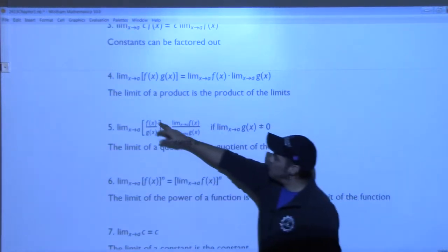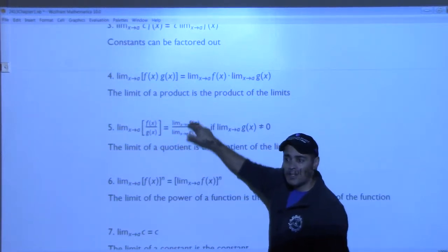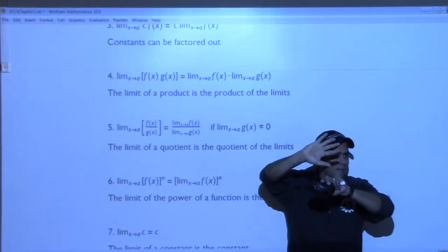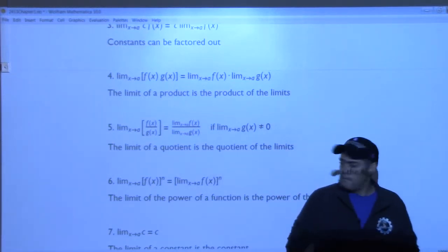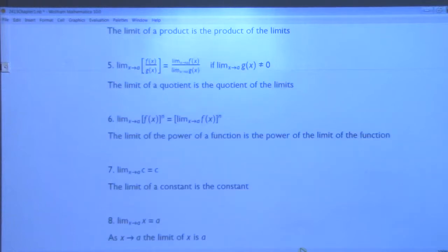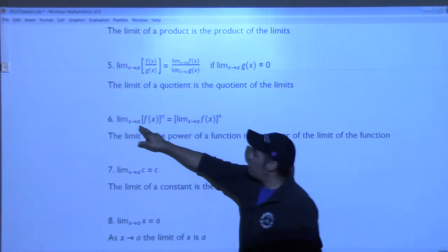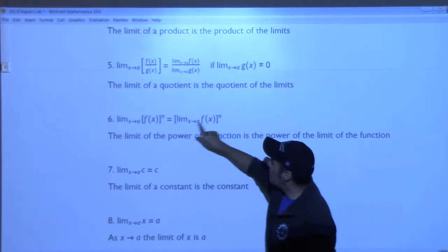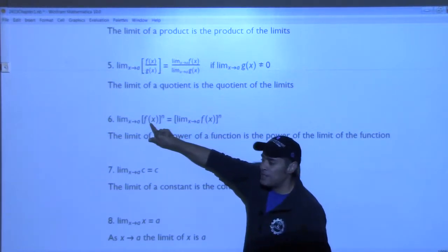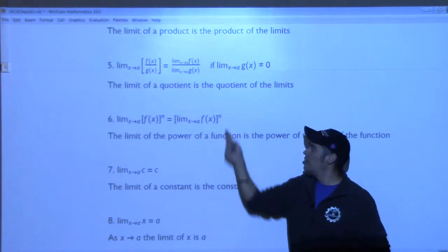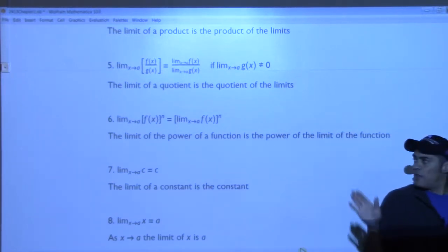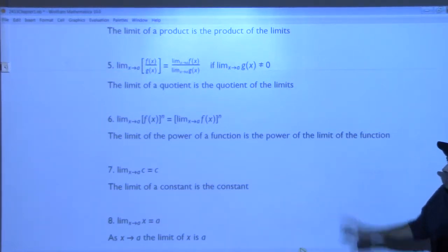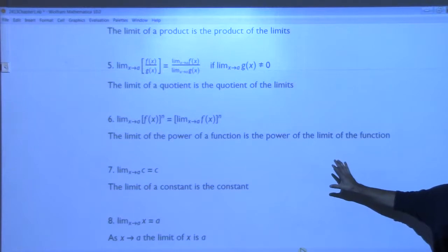If you have division of two functions, you can take the limit of the top and bottom separately. So you can look at them as separate little universes, figure out what the limits are, and then proceed. If you're taking the limit of a function that's being raised to a power, you can actually ignore the power, take the limit of the function first, get an answer, and then raise it to the power. So it's almost like the limit can go inside the exponent. It's kind of hard to show you these laws without actually doing examples, all right?